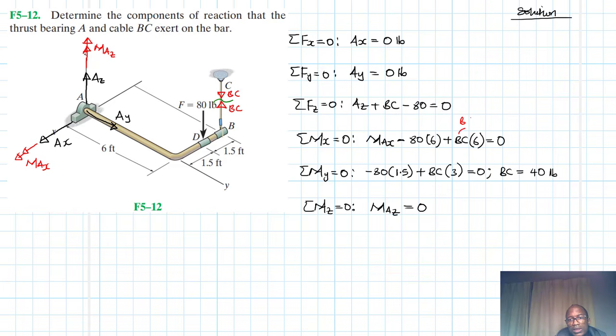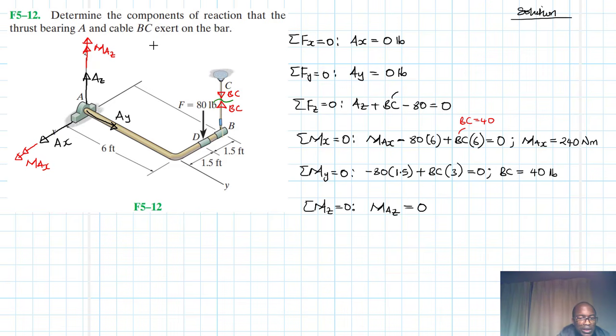Great. So we have found BC. We said BC here is equal to 40. So with that BC, we can therefore find what MAX is. Our MAX is just going to be equal to minus 80 by 6, then plus 40 by 6. So this gives us 240 Newton meters.